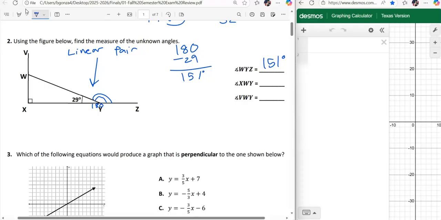XWY. X to the W to the Y. This angle right here. Well, I know two angles in this triangle, 90 and 29. So just like number 1, I add up the two I know. I get 119. And then I subtract that from 180. And I get 61 degrees.